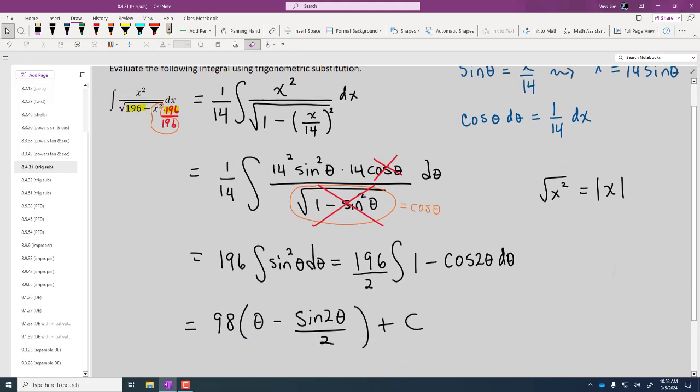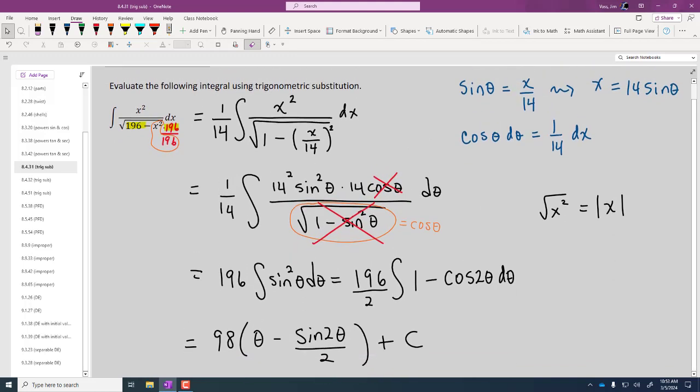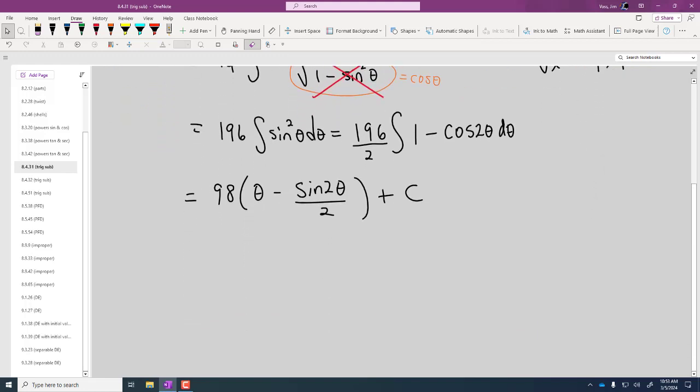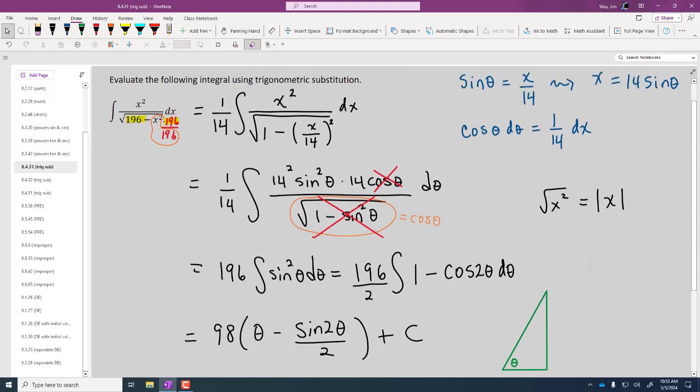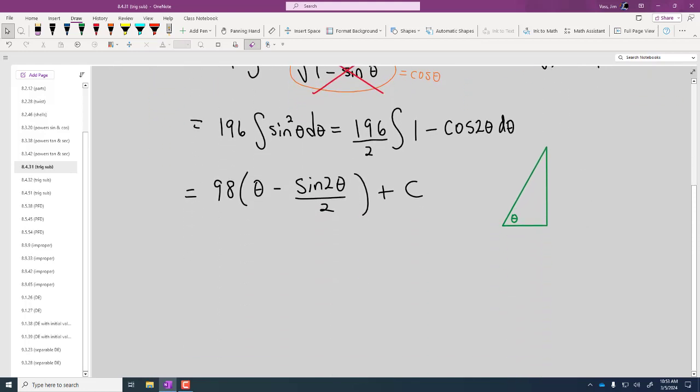The original variable is x. This substitution here allows us to create a triangle that reflects the relationship between the theta and x. So we have that sine of theta is x over 14. We always draw this triangle as if it's in quadrant 1 of the unit circle. Sine of theta is opposite over hypotenuse. So that represents the let statement, or the substitution statement.